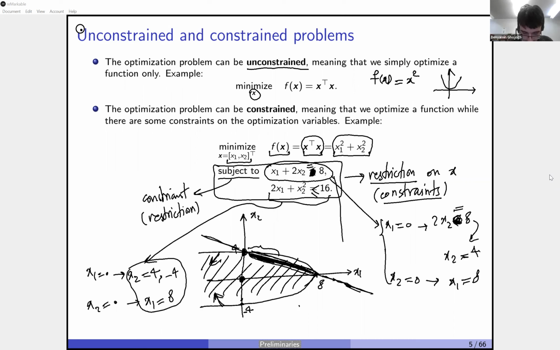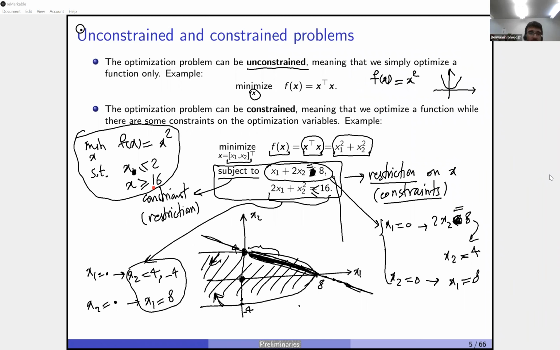So this is a visualization. I wanted you to understand what constraint means. You can have many constraints, but the more constraints you have, the more complicated it becomes. But note that you shouldn't have contradictory constraints. For example, if you say minimize f of x squared, assume it's a scalar, subject to, I can write subject to short by st, okay? This x is less than 2, and this x is more than 16. Consider this problem. These two constraints are contradictory.